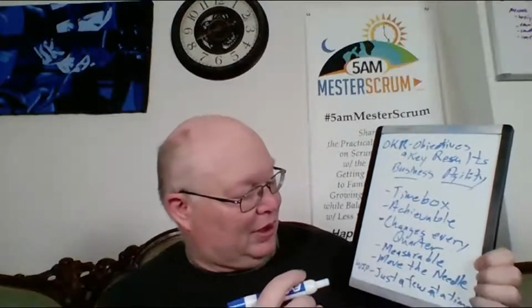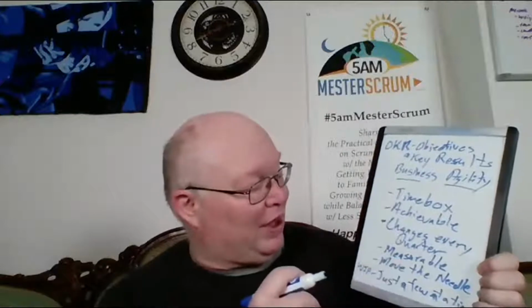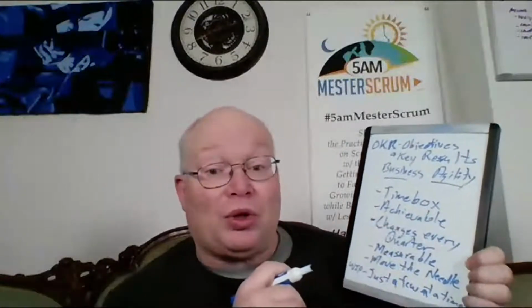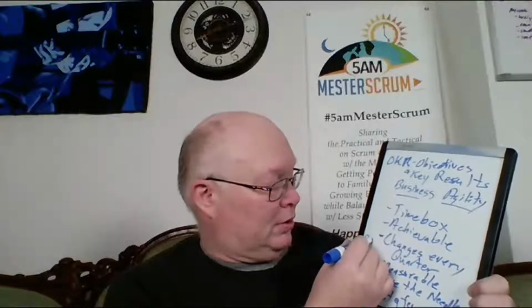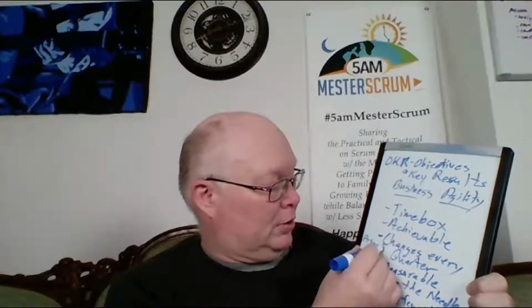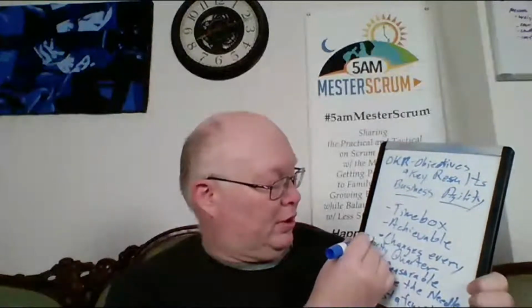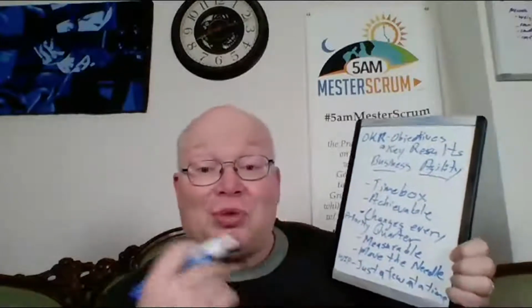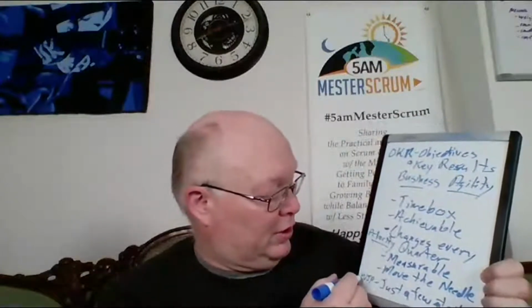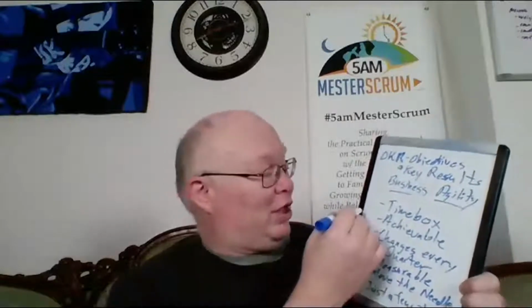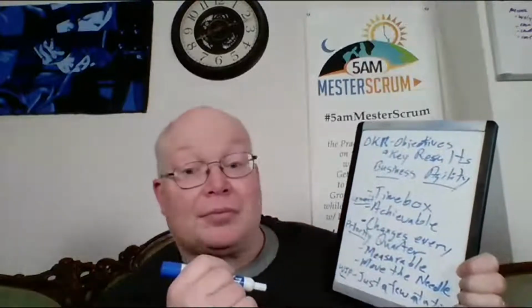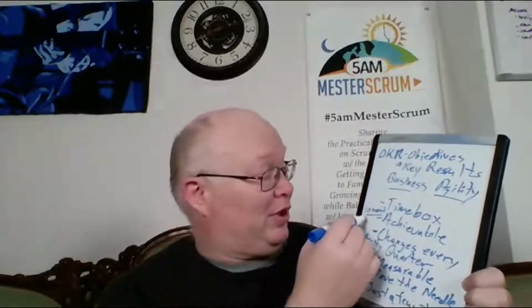This is like WIP, right? Move the needle, new idea. Changes every quarter. New objective. Priorities. So your priorities would change every quarter, right? And then time box is time and achievable, like commitment, right? Sprint, right? Sprint.